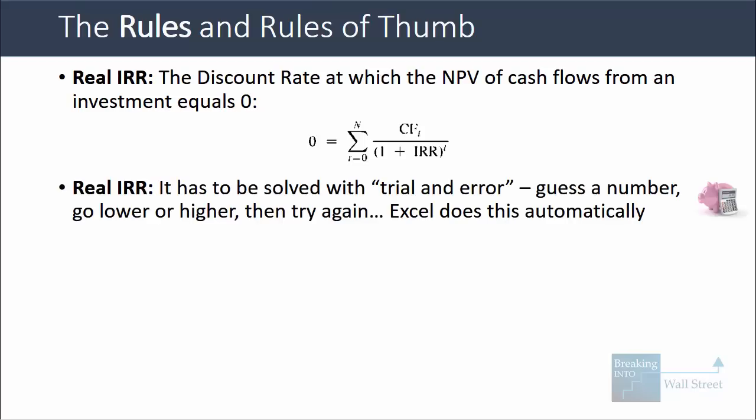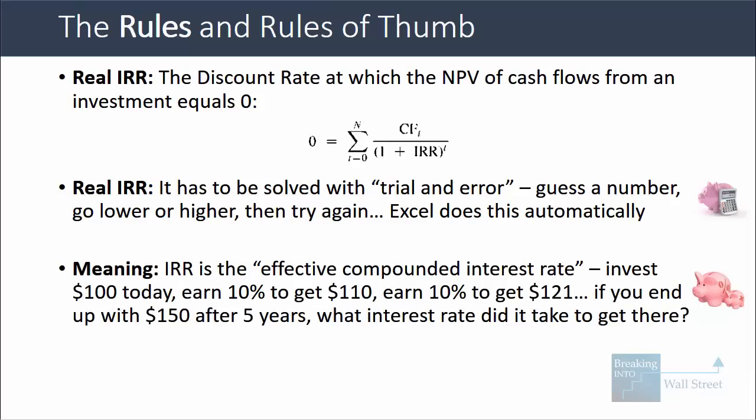Now in real life, you can't solve this with a simple formula. You have to use trial and error to solve it. So in Excel, the program will guess a number for the IRR and then go higher or lower and then try again until it has a reasonably close solution. What it means intuitively is that it's the effective compounded interest rate. So if you invest $100 today and then you earn 10% to get 110, and then you earn 10% to get 121, let's say that you end up with 150 after 5 years.